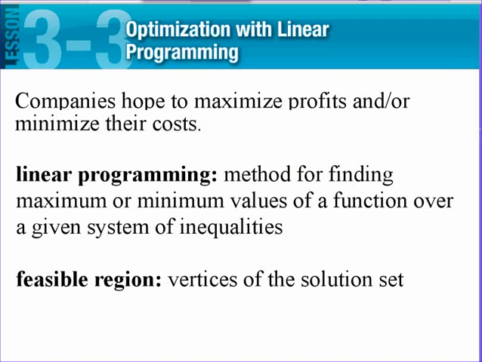Now granted, the scale they look at is a lot larger than the scale we're going to look at. But anyway, we're going to do some linear programming today. Linear programming is a method for finding maximum or minimum values of a function over a given system of inequalities. When we go through this process, we have something known as the feasible region. The feasible region is the vertices of the solution set. Basically, the feasible region is where everything intersects, like the boundaries or the corners.